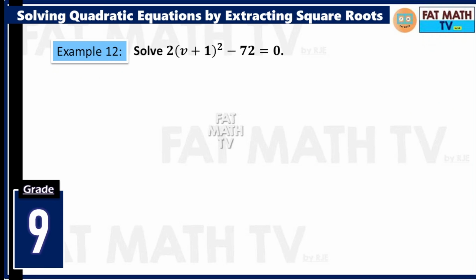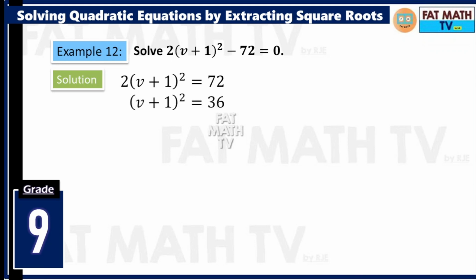Example number 12. 2 times (v + 1) squared minus 72 equals 0. So, put negative 72 to the left. And then, what's next? Divide both sides by 2. You will have (v + 1) squared equals 72 divided by 2 is 36. Take the square root of both sides. You will have v plus 1 equals positive or negative 6 because the square root of 36 is 6.